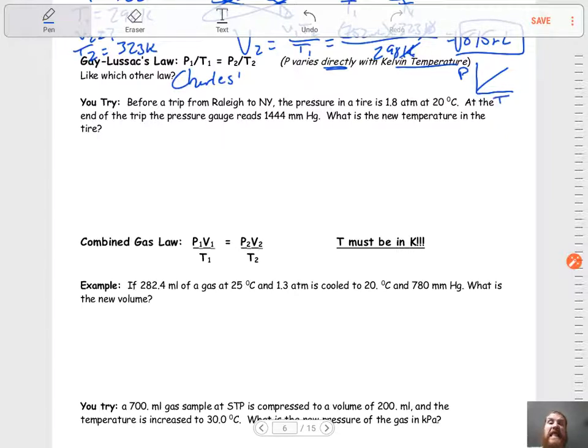So here we go. If you feel good, since this is the same math as the last video, Charles' law, try this problem on your own. If not, I'm going to solve it here in just a second. So pause the video, try it, and then come back to it.